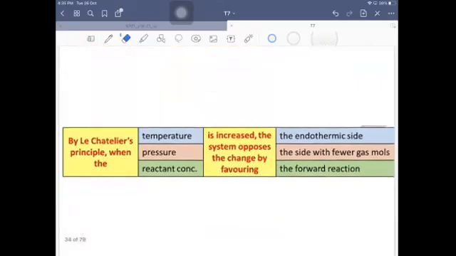So to summarize, what Le Chatelier's principle says is that when you increase temperature, the system will try to reduce it by favoring the endothermic side. If you increase the pressure, the equilibrium will reduce the pressure by moving towards the side with fewer gas molecules. And if you increase the concentration of the reactants, the system will try to reduce it by reacting it. So that means it's the forward reaction, okay?